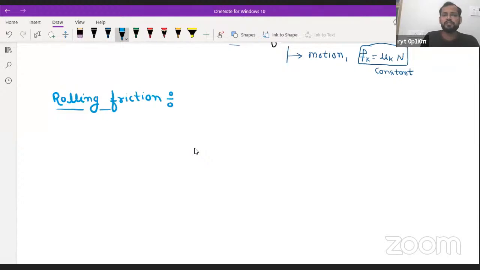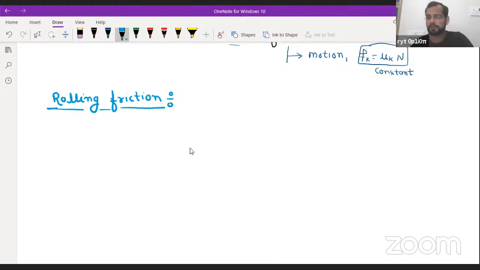So what is the rolling friction? Whatever you are explaining, there is a rolling friction. So can you please explain what is the rolling friction? Anybody? Because the concept of rolling friction is different from the concept of sliding friction. Fine. So right now we will discuss the rolling friction also.